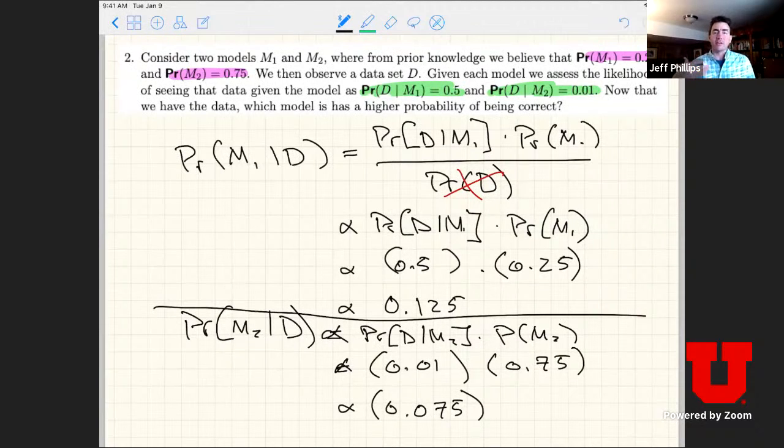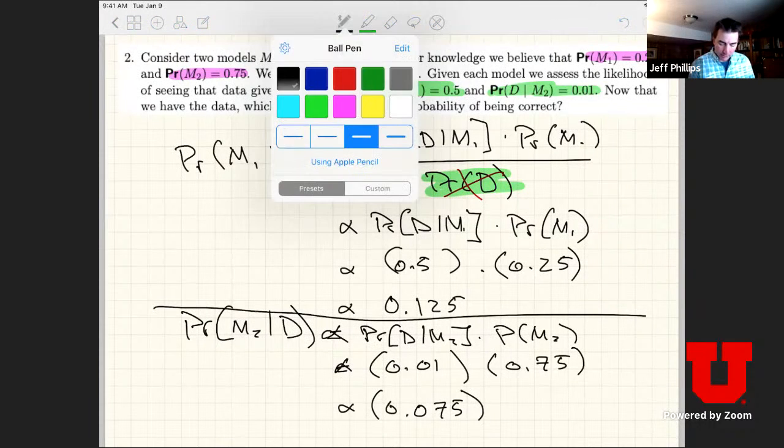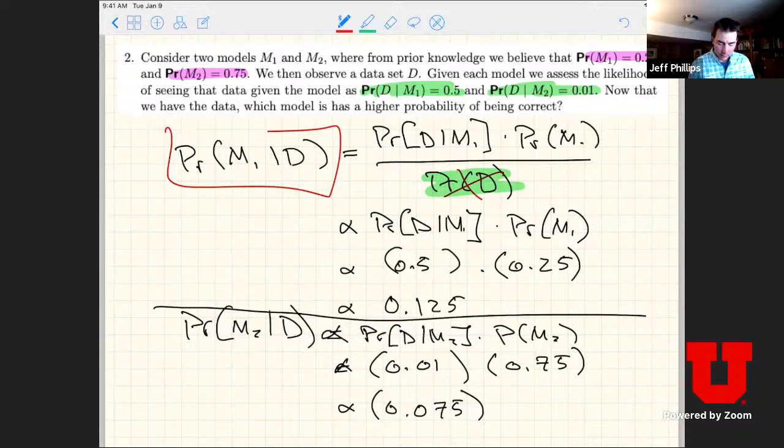I can compare these. There's the same factor. I've factored out the same term from both of them, right? So I can still compare these with each other, even though I don't know the exact probabilities. And I can say that this one is larger, because 0.125 is bigger than 0.075.